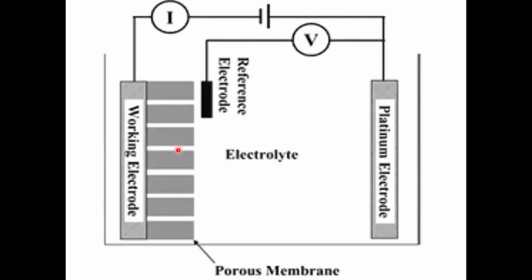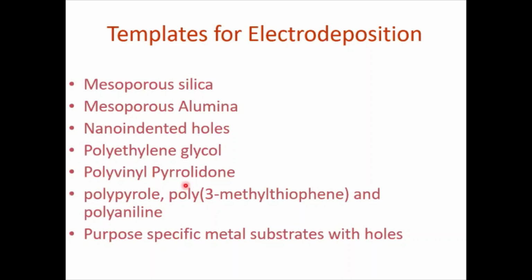You can remove it. And most of the applications people use this restrictive template assisted electrodeposition process to prepare freestanding metals or compounds, even polymers. Right. So for this restrictive template assisted electrodeposition process, the templates used are mesoporous silica, mesoporous alumina, which have a membrane-like porous, nano-indented holes, polyethylene glycol membrane, polyvinylpyrrolidone membrane, polypyrrole membrane, PMMA membrane, and also depending on the applications, right, you can have different metal substrates with holes.